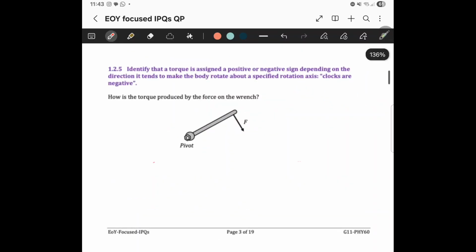How is the torque produced by the force on the wrench? How is it produced? By moving, obviously. So what's happening is this torque will be moved because you can see this is moving this way. It is rotating. And what direction is that? We can call that clockwise. It's following the clock, right? It is rotating clockwise.